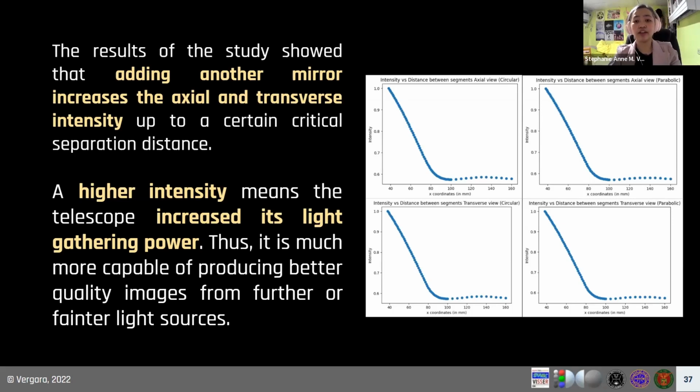In other words, the construction of primary mirrors of a segmented telescope would have an effective separation distance. More than this value will result in a faint and blurry image at the focal plane of the optical system.